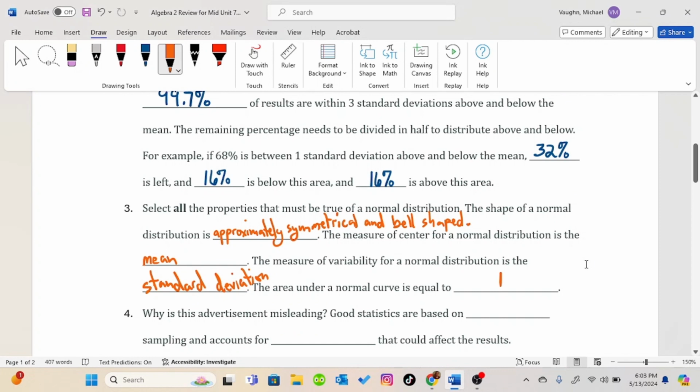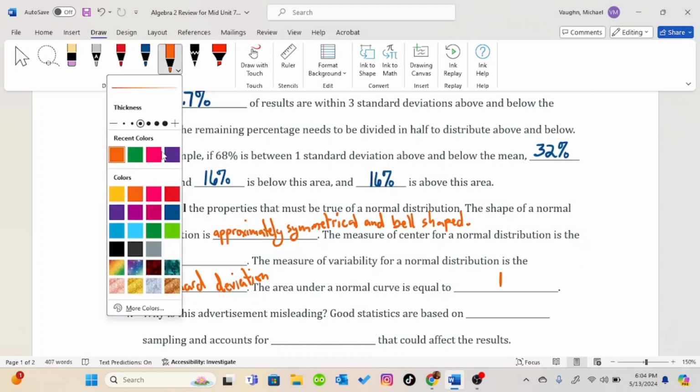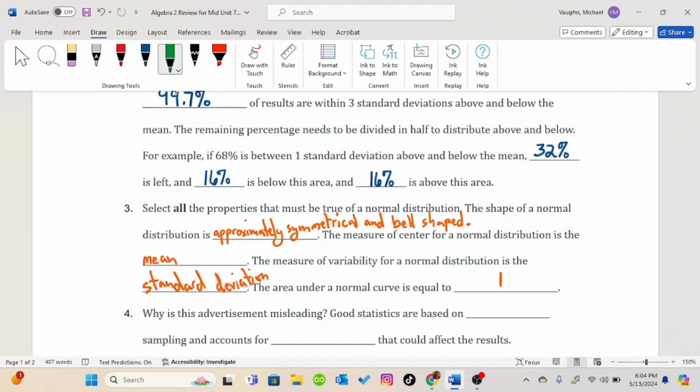Why is this advertisement misleading? We need to remember that good statistics are based on random sampling, and accounts for any bias or patterns that could affect the results. We want to make sure it's completely free of any type of interference.